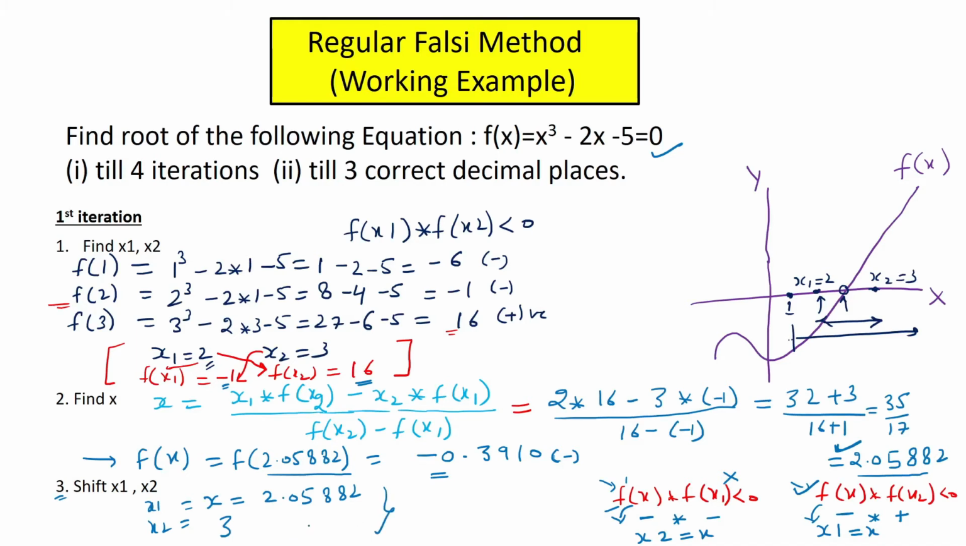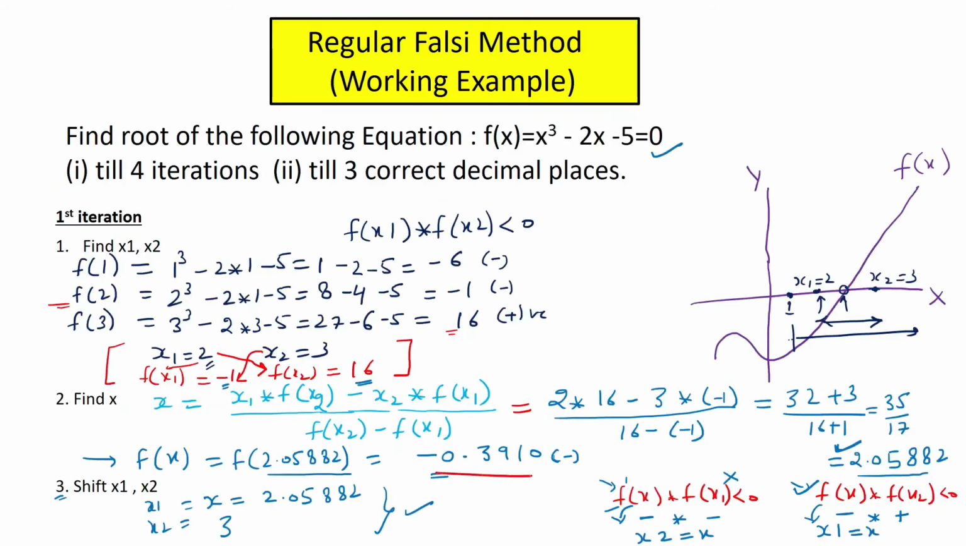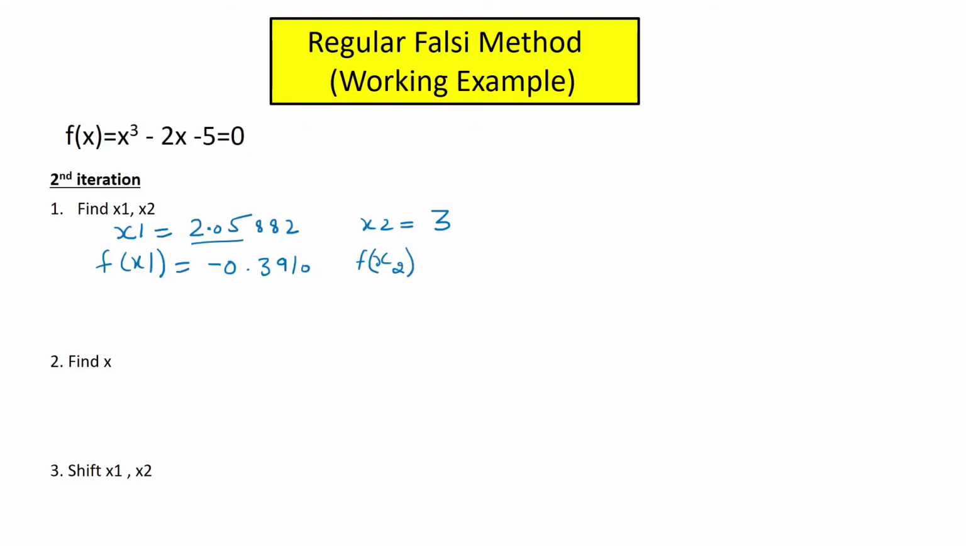Now let's move to the second iteration. For the second iteration, these values of x1 and x2 will become the new values. So I come to the second iteration, and here my x1 and x2 will come from the first iteration. Before moving to x, I want f of x1 and f of x2, so let's write those values here. The function value at this point that we calculated in the first iteration was minus 0.3910, and f of x2 was 16.